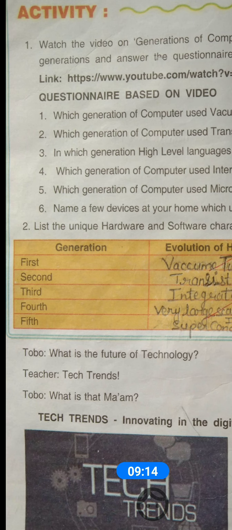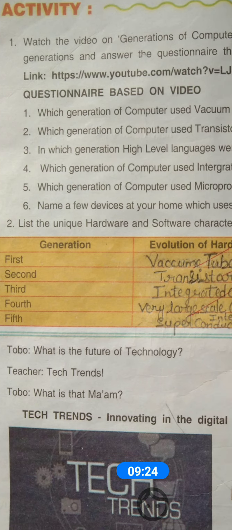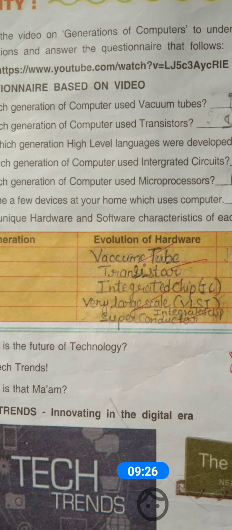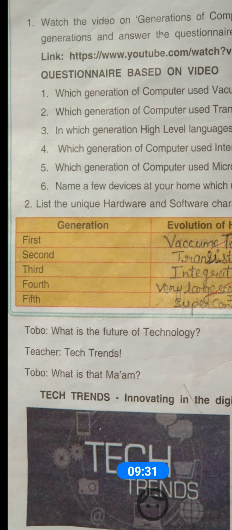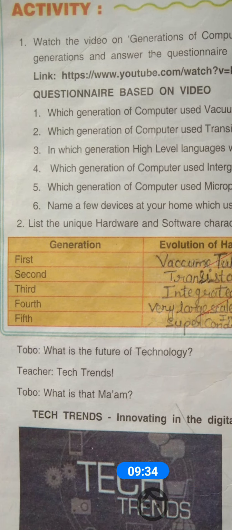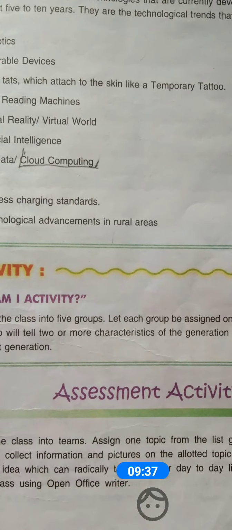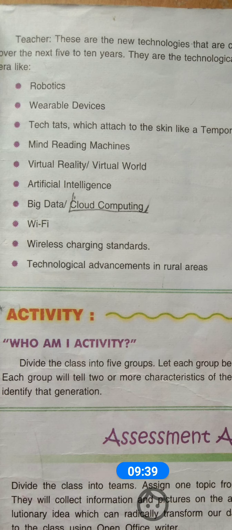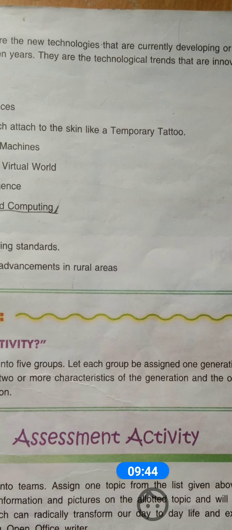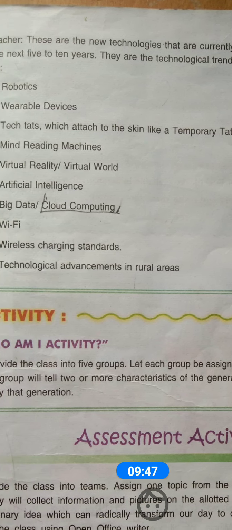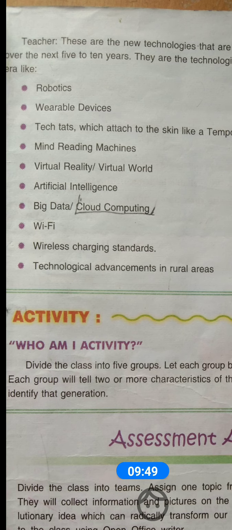Here is one conversation given. Now what did Tobo say? Tobo asks, what is the future of technology? Teacher says, tech trends. Tobo asks, what is that, ma'am? What is tech trend? Tech trend means innovating in the digital era. Teacher, these are the new technologies that are currently developing or will be developed over the next 5 to 10 years.